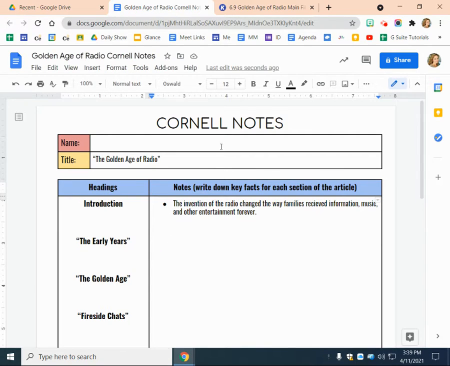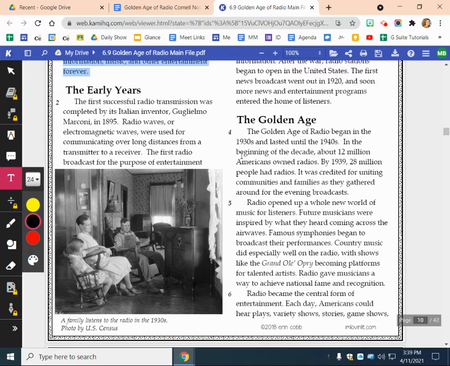All right, I'm going to bring my cursor down, get a bullet ready for the next section that's titled The Early Years. The first successful radio transmission was completed by its Italian inventor Guglielmo Marconi. I'm sorry, I'm not pronouncing his first name right, but I do know his last name is Marconi, in 1895. Radio waves, or electromagnetic waves, were used for communicating over long distances from a transmitter to a receiver.